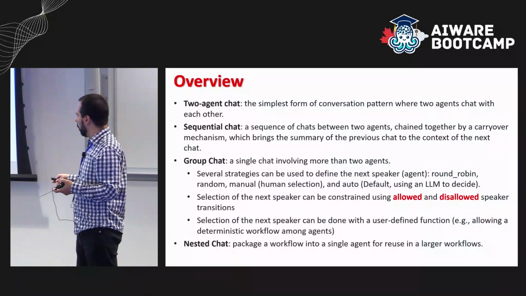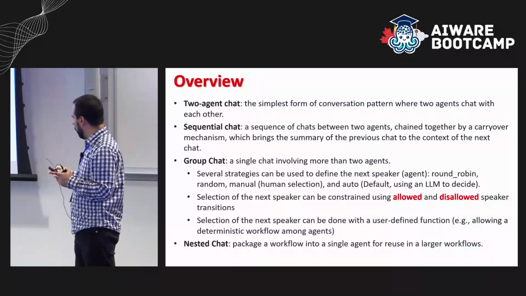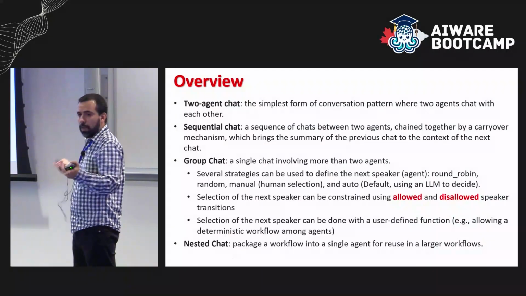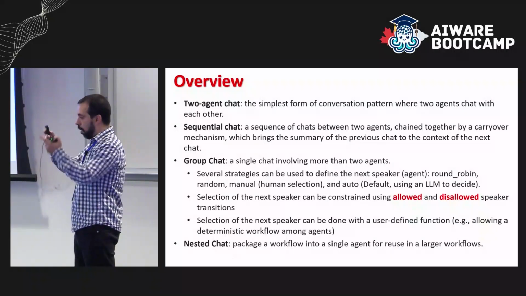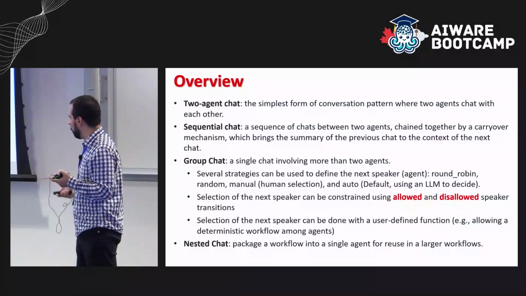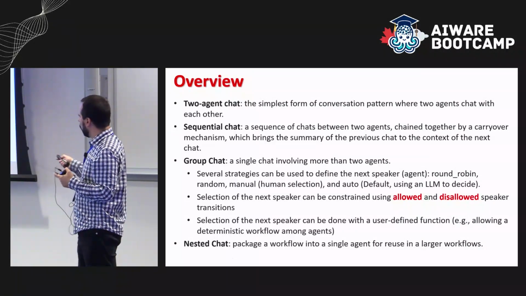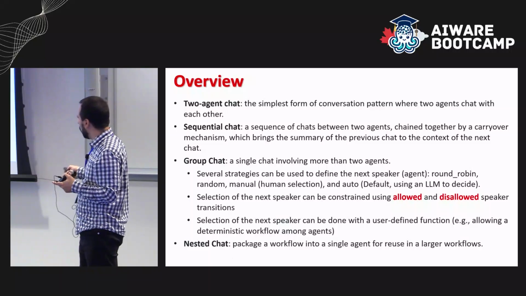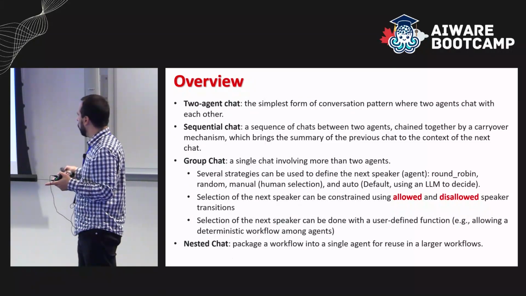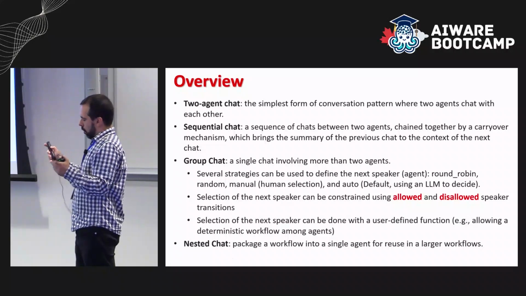Okay. Selection of the next speaker can also be defined by some function that you have. So maybe you want to specify an algorithm to pick the people to talk. And you can also constrain. So we're going to check this out. We can constrain which agents can talk and cannot talk, and we'll see that.